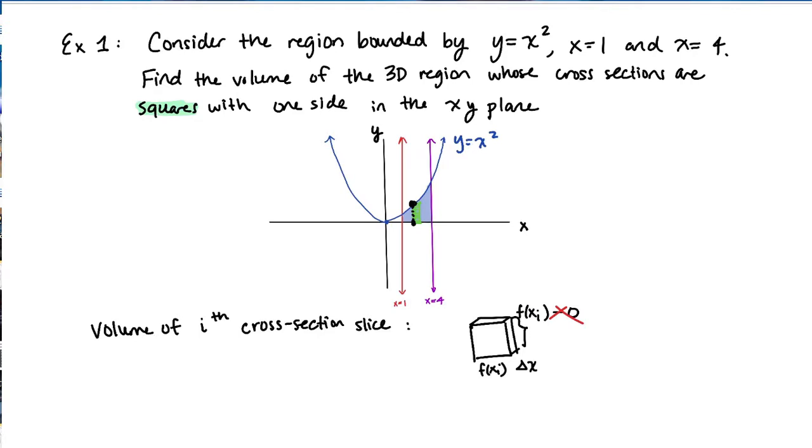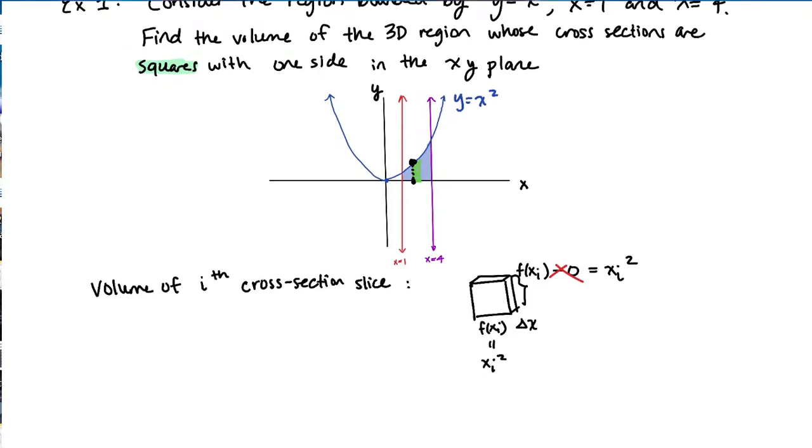Okay, so what would the area here be? The volume of the ice square would be x sub i squared times delta x, so the volume would be x sub i to the fourth delta x. Cool. Okay, so there's the volume of the ice cross section, and this will generalize to any rectangle where we want to do it.